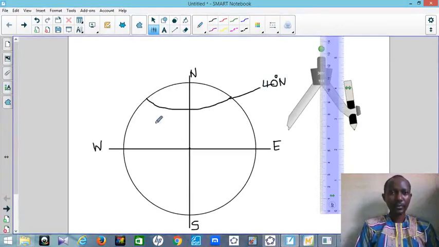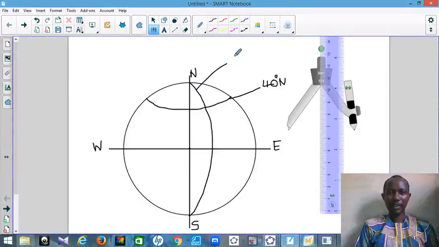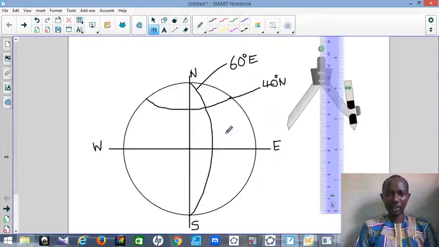Then 60° east is towards the right. Just come like this. Put your 60°. Just make it neat. 60 degrees. Also label it. You can label it on this side or on this side. Let me label it here. Also write 60 degrees east.